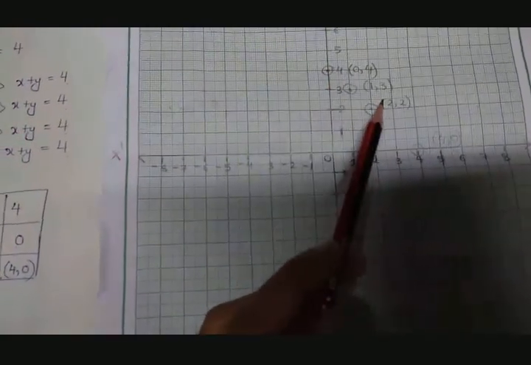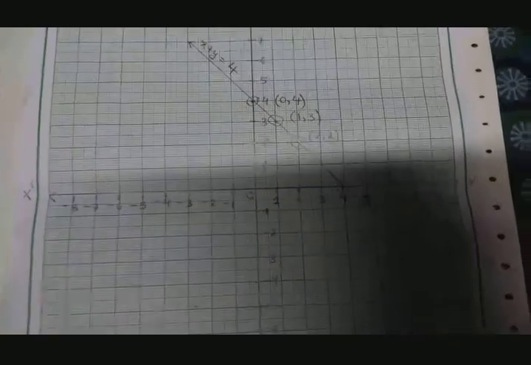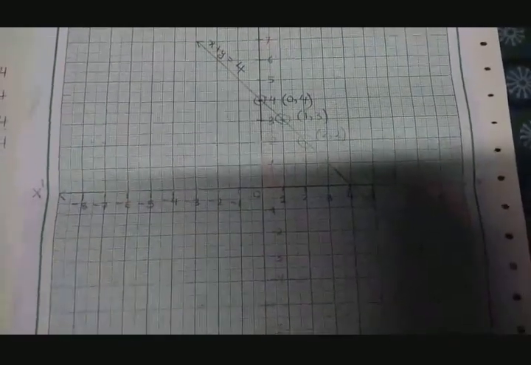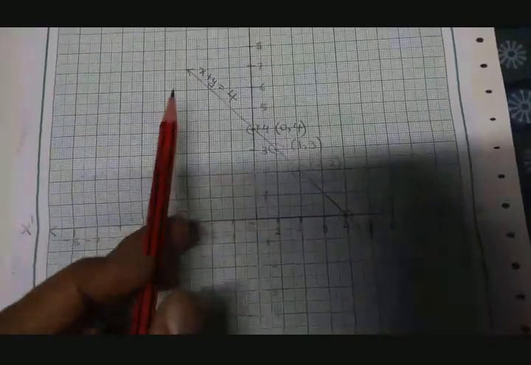So now that we have plotted all the points, that is (0, 4), (1, 3), (2, 2) and (4, 0), let us join these points. Using a ruler, join these points and extend them. So now I have joined the points and extended them, and just put 2 arrow marks at the ends of the line.